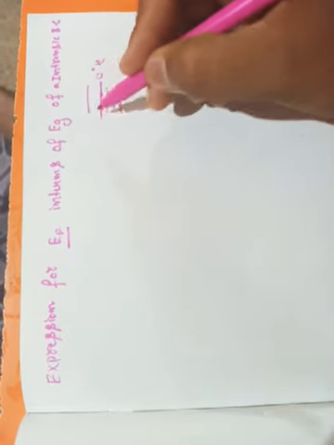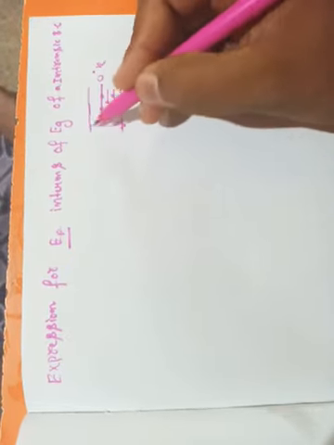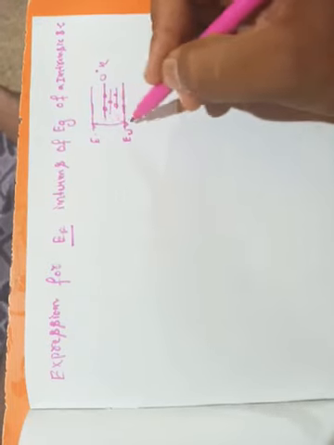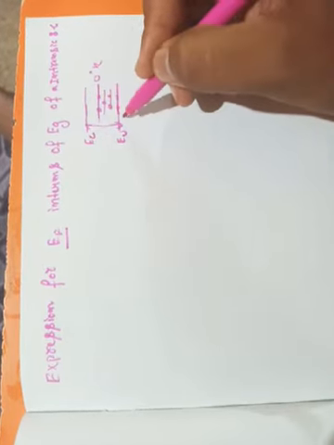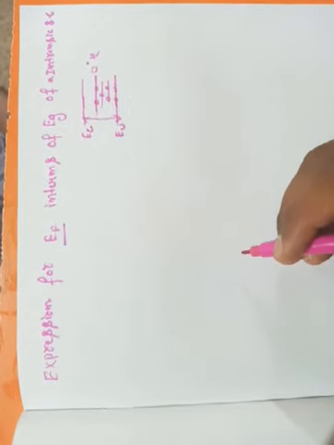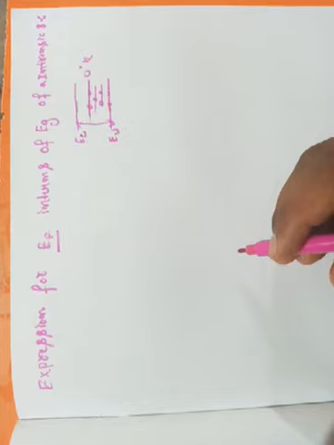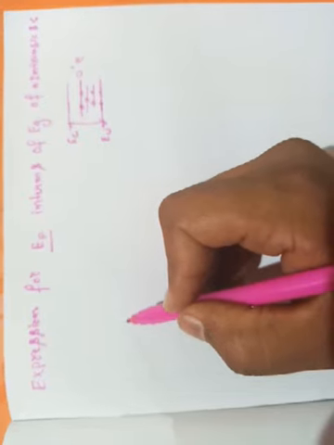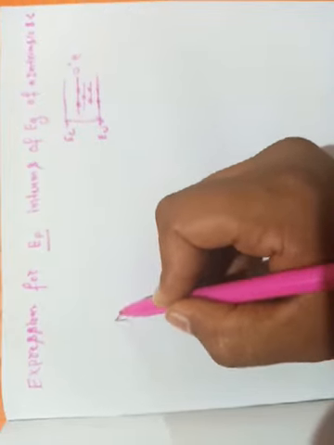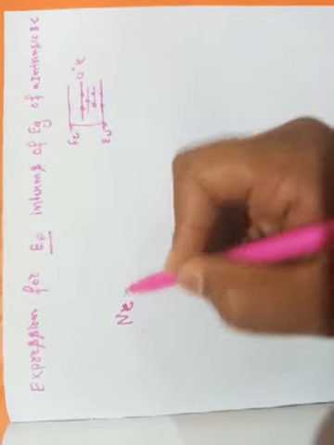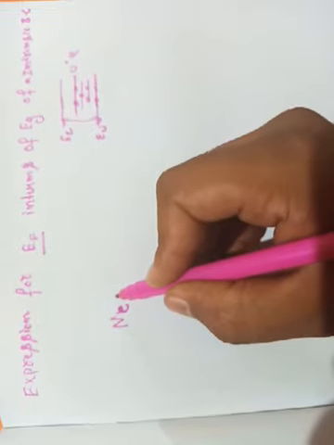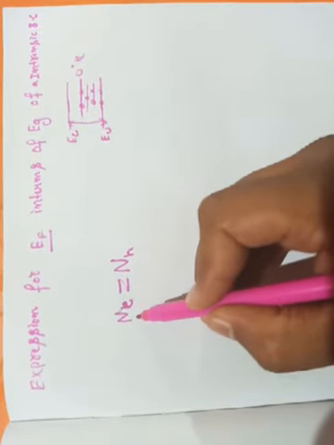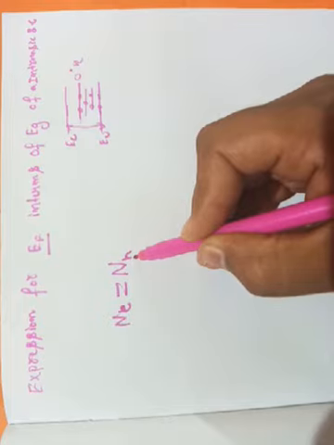And what do you mean by Eg? That is the band gap. It is nothing but the difference between the energy levels of the conduction band and the valence band. The gap between the conduction band and the valence band is called Eg, that is band gap. So now we are going to derive an expression for Fermi energy in terms of Eg. Initially we know that for any intrinsic semiconductor the number of electrons, represented by Ne, is always equal to the number of holes. So the number of electrons in the conduction band is always equal to the number of holes in the valence band.